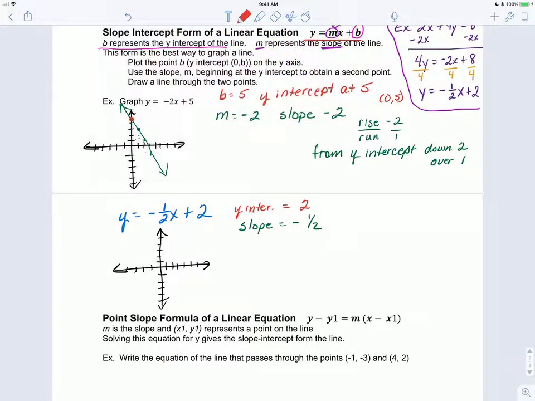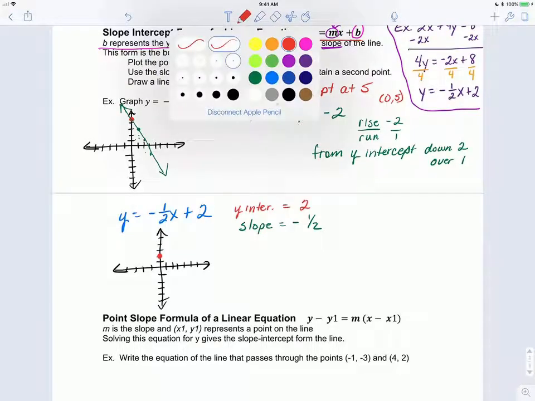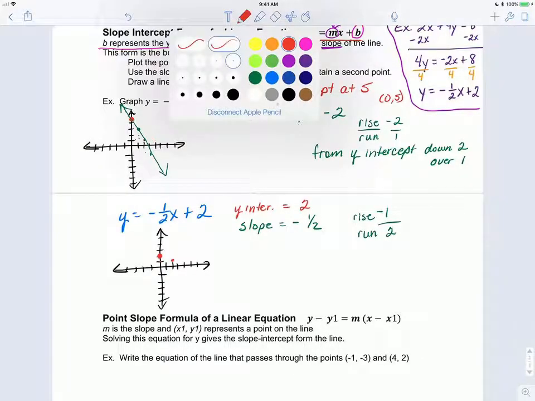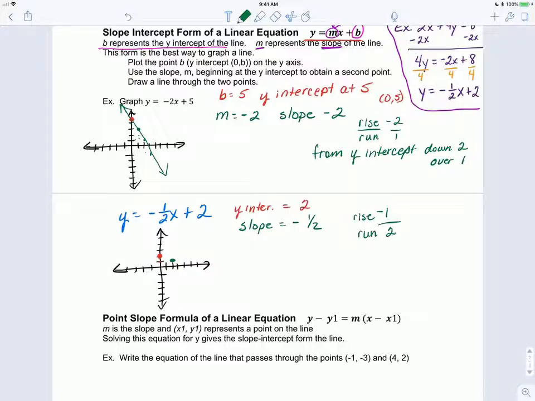So we're going to use our y-intercept at positive 2. Then for that slope, because we've got a negative slope, we're going to rise negative 1, then run over 2, and we're getting that negative 1/2. So, rise negative 1, run over 2. Here, there we go. So there's my slope.